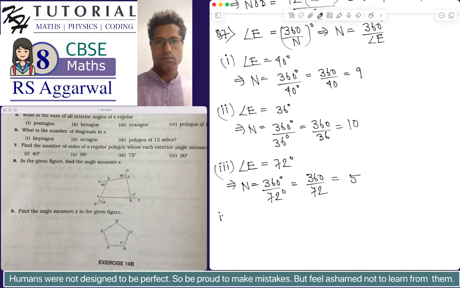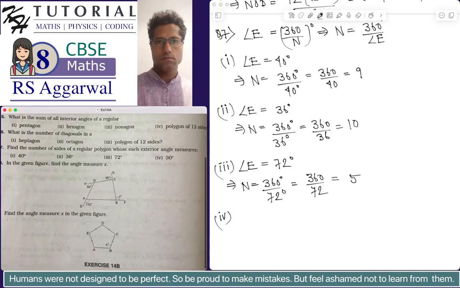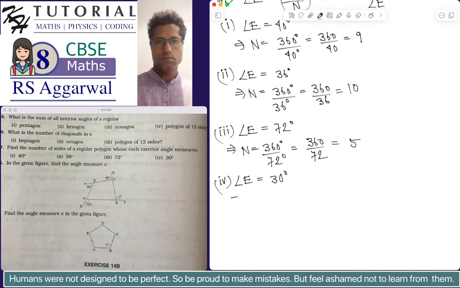Next one, angle E is given to be 30 degrees. That is, each exterior angle of a regular polygon is given to be 30 degrees. Then what will be n? So we know that n will be equal to 360 degrees divided by each exterior angle, that is 30 degrees. This is equal to 360 divided by 30, which is equal to 12.